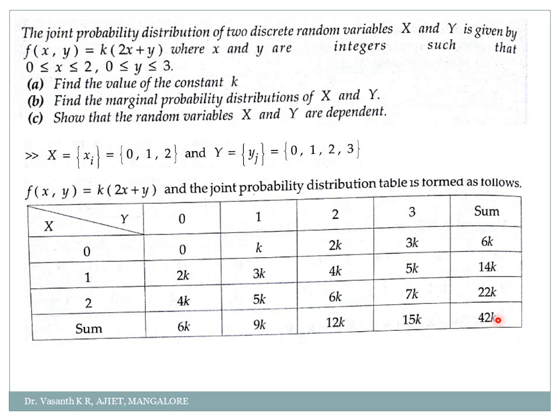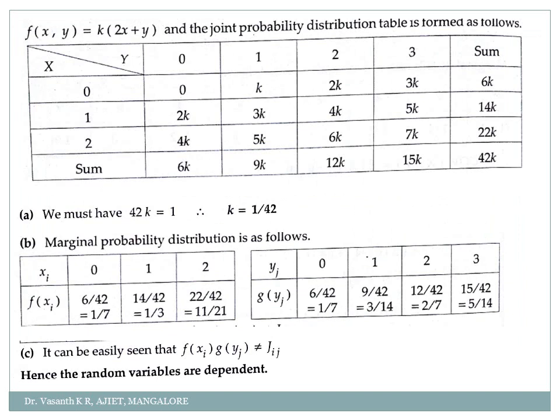Are you clear? Hope it is clear. The sum of the total probability is always equal to 1, either row wise or column wise. So I am getting 42k, which is equal to 1. So the value of k is equal to 1 by 42. So I should know that the total probability is always equal to 1. So 42k is equal to 1, or k is equal to 1 by 42.